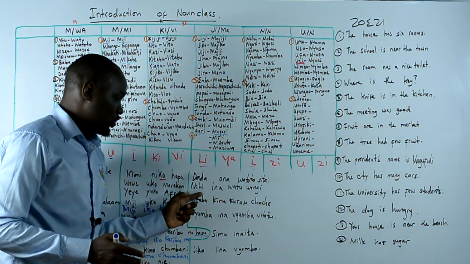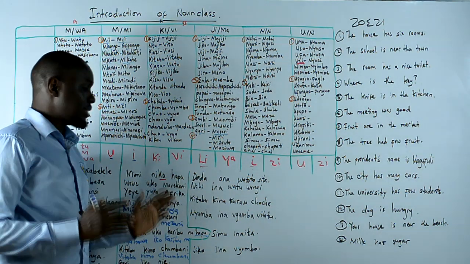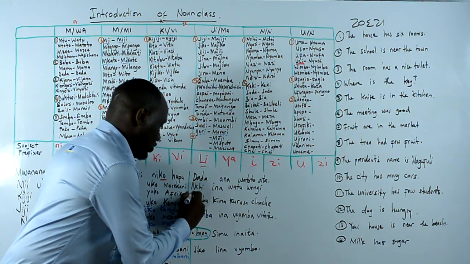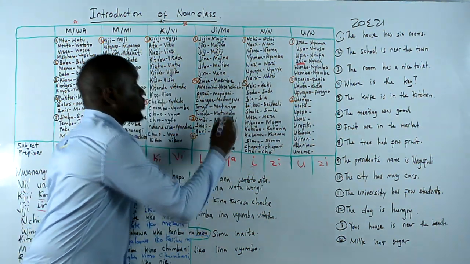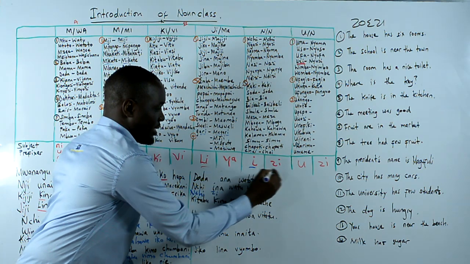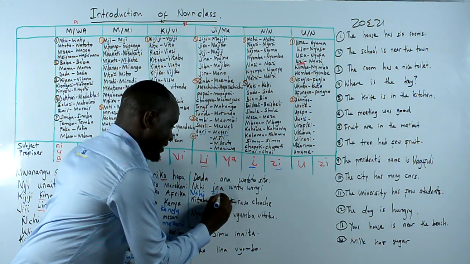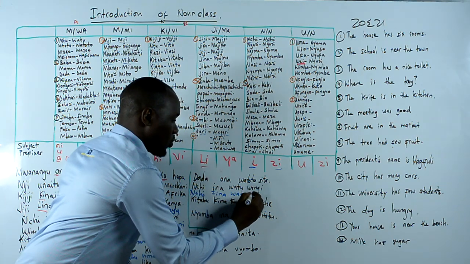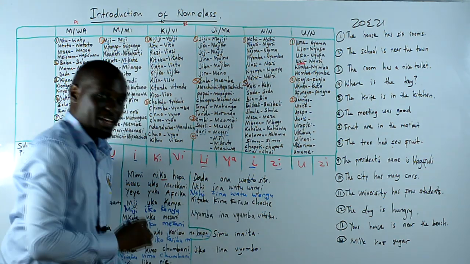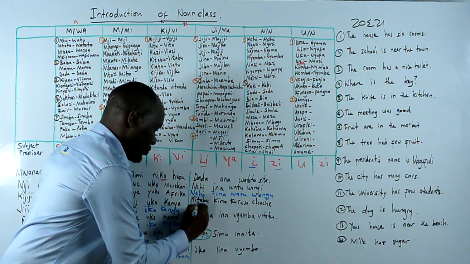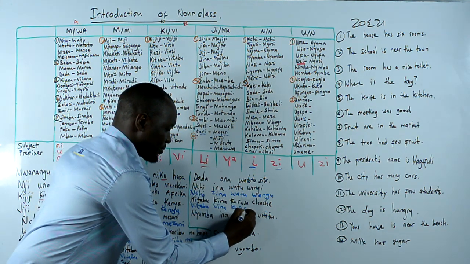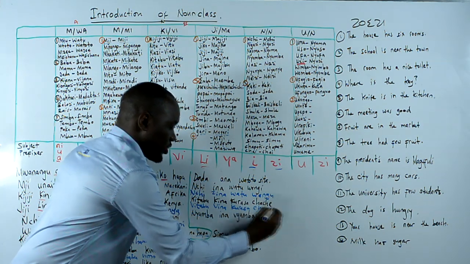Like, nchi ina watu wengi. That is one country. How do you say the countries have many people? In Swahili will be nchi, because nchi is one and many is just nchi. Nchi zina, you see, the plural is z. So nchi zina watu wengi, many people, watu wengi. Kitabu kina kurasa chache, many will be vitabu vina kurasa chache. Do you see that?